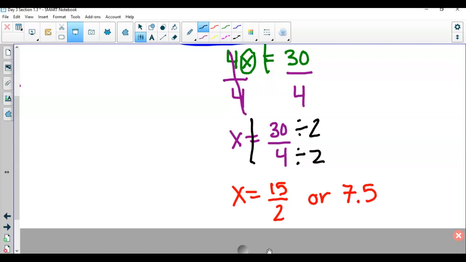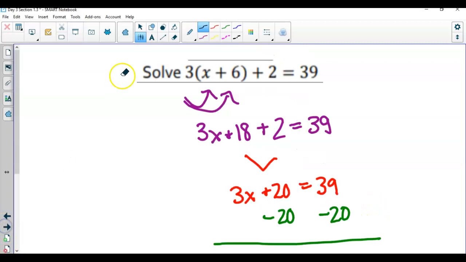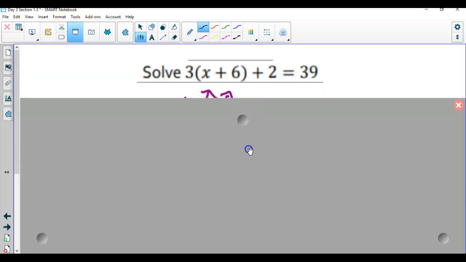Now I should note a decimal is okay if it is rational, which means 7.5 stops, okay? You don't have a decimal that goes on and on in no order, an irrational number, like pi, 3.14, and it just keeps going on and on. So 7.5 is rational, so it stops. You can do that. Let's look at the next problem.